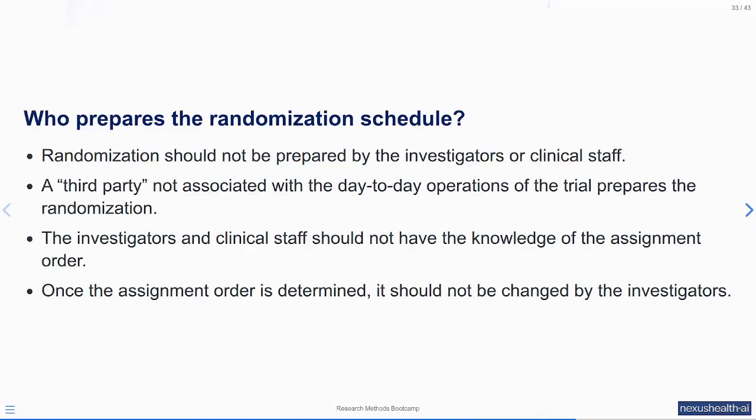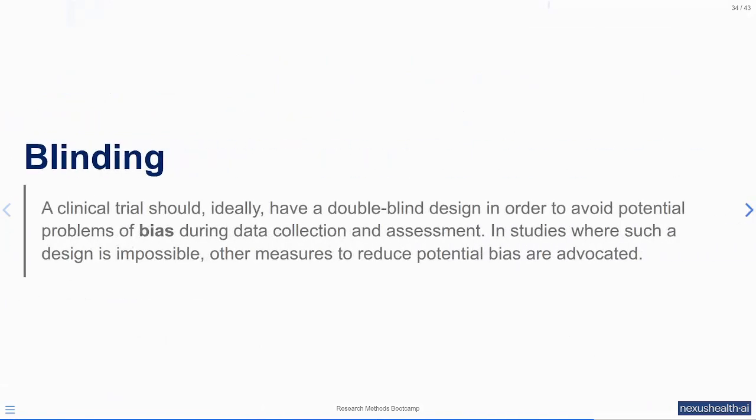So who prepares the randomization schedule? It should not be prepared by the investigators or clinical staff. A third party that is not associated with the day-to-day operations of the trial prepares the randomization. The investigators and clinical staff should not have the knowledge of the assignment order. Once the assignment order is determined, it should not be changed by the investigators.